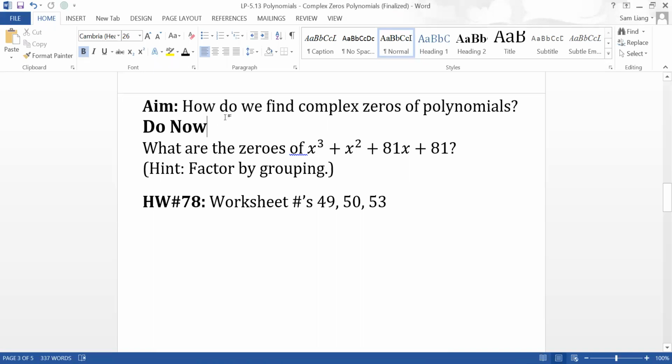Today we will be talking about complex zeros of polynomials. Yesterday we talked about complex zeros of quadratics, so today we're going to extend our thinking to higher powers for polynomials. That being said, let me state the do now.